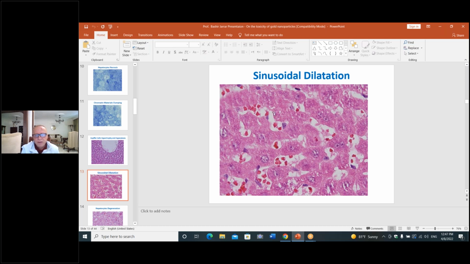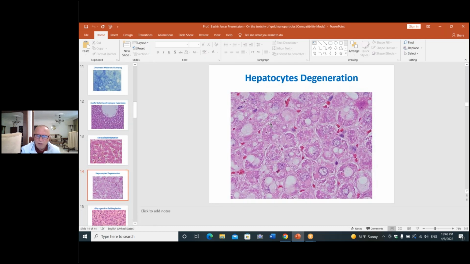Here, as you see, these are the blood capillaries in the liver. This is one strand. Here, as a result of exposure to gold nanoparticles, we have sinusoidal dilatation, and this will also affect the function of the liver. And by the way, we concentrated on the liver because the liver is the site of detoxification. The liver has at least 100 functions, and with these changes, the functions will be affected.